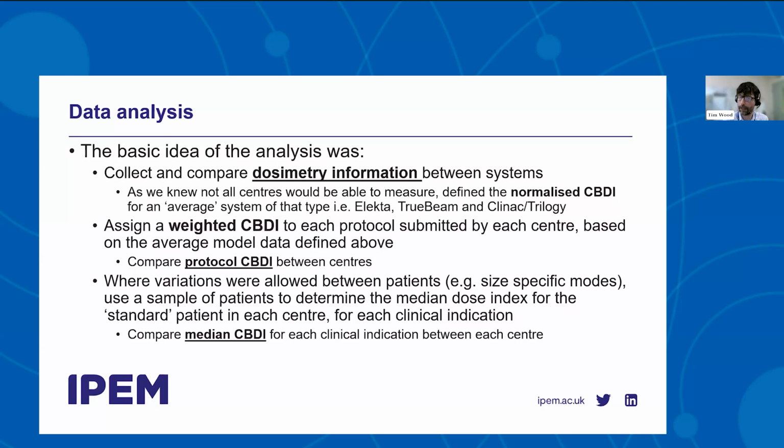And then when variations were allowed between patients, so they have site-specific modes or they change elevation or things like that, we then used a sample of patients to determine the median dose index for the standard patient in each centre for each individual clinical indication. Okay? So that last step is essentially what we did in the CT audit.